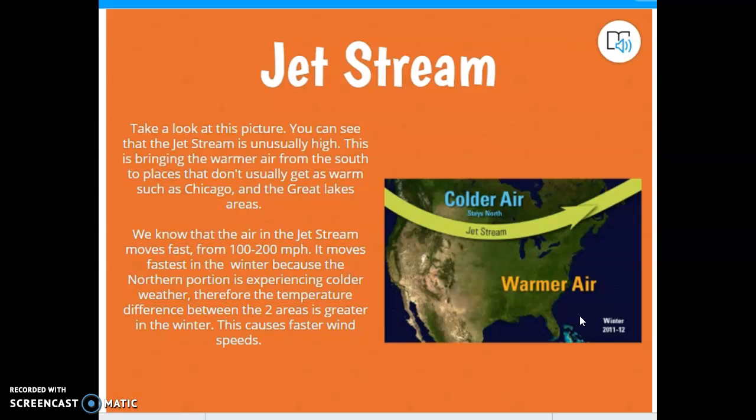We know that the air in the jet stream moves fast, between 100 and 200 miles an hour. Obviously, you're going to watch a video here later and learn that it can move even faster than that. It moves the fastest in the winter, again, because the air is colder and you have the ability to have greater differences in the two different temperatures, so it's going to move faster. And you'd have higher wind speeds if you were in the jet stream then.